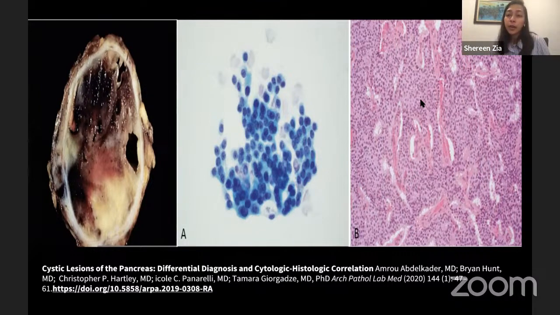So the neuroendocrine tumors will have neuroendocrine markers positive. They will be positive for chromogranin, and these are more so monomorphic and organoid or solid kind of cells that can be seen. And on cytology, they are monomorphic, but they can have these salt and pepper kind of chromatin that can be diagnostic for neuroendocrine tumors.